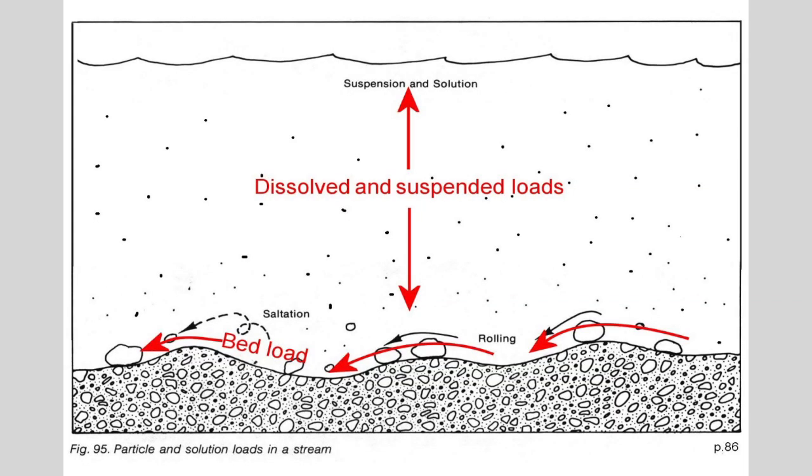Then you have other materials which are too big to be carried up in suspension for any period of time. However, they're small enough that they can be rolled and bounced along the bottom or along the bed of the river. So we refer to that as the bed load of the river. It's also related, of course, to the total load that the river moves, including the dissolved load and the suspended load as well.